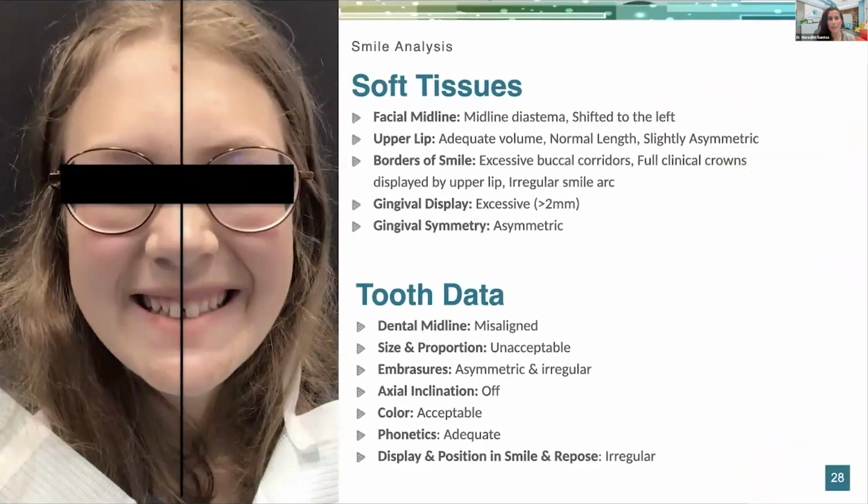We're doing our smile analysis, and we can do all of this on our smile design software. We can draw on photos. We can use these things to really educate, but it's really helpful to have all this data and be able to look at it in a really systematic way. So when we're looking at our soft tissues, we see that we've got some midline discrepancies. We've got some irregular smile arcs and excessive buccal corridors, asymmetric gingival display again. Our axial inclination is off. We have so many things that are just off with this case.